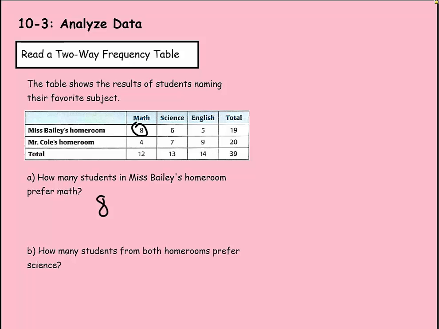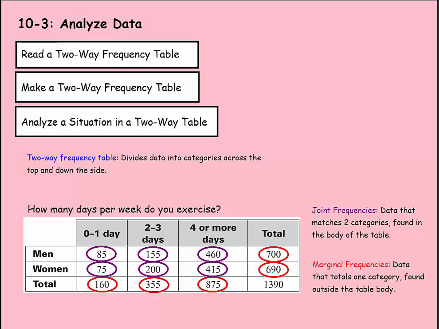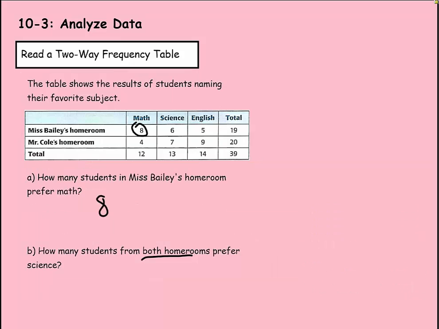Now it asks us how many students from both homerooms prefer science. So that's going to be one of those marginal frequencies which total up 1. So we need to find the total for science for both homerooms. So here's science, and here's the total for that. So we would say 13 from both homerooms like science.